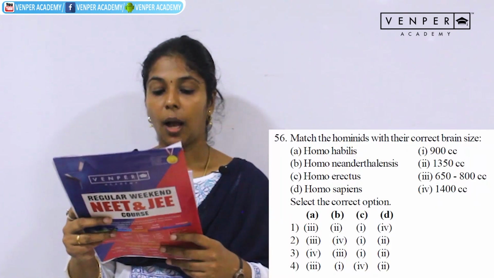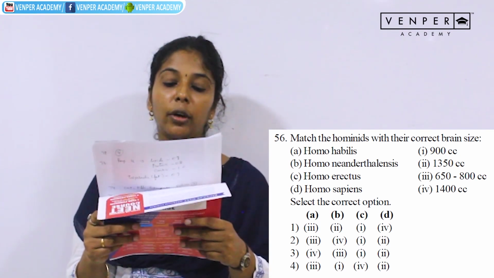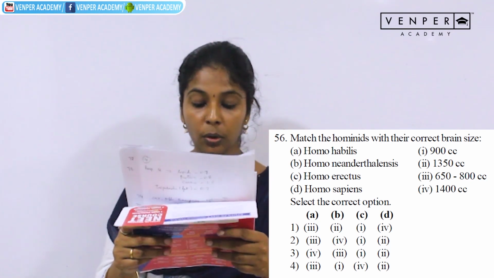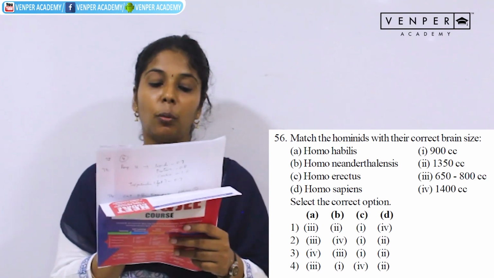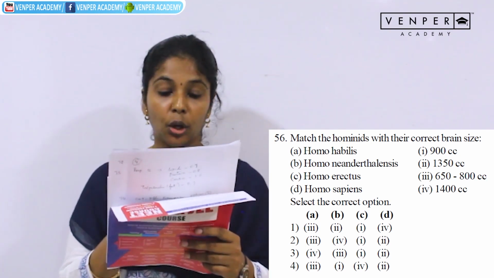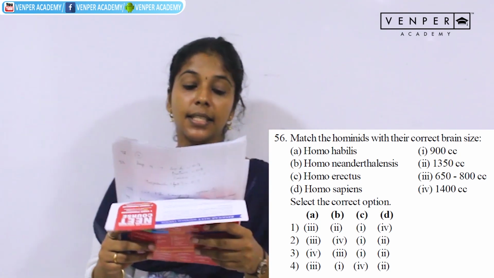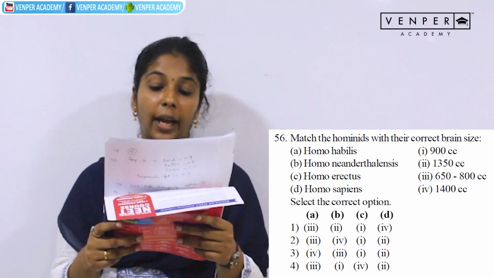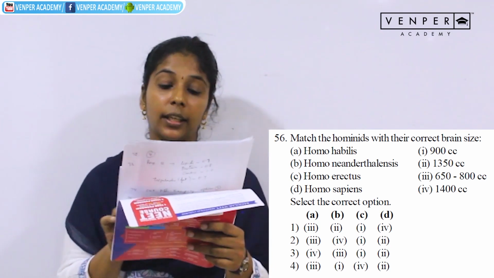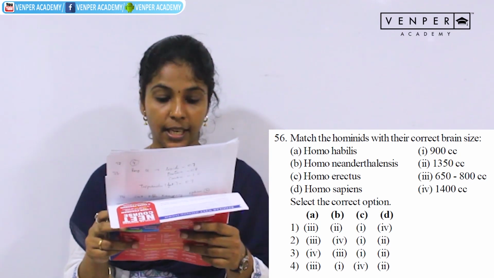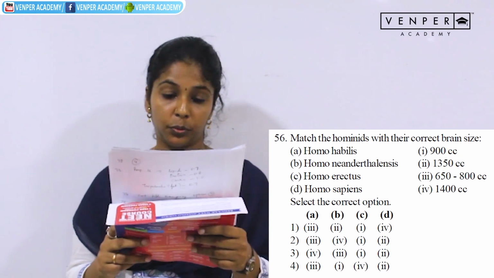Question number 56. Match the hominids with their correct brain size. The hominids given are Homo habilis, Homo neanderthalensis, Homo erectus and Homo sapiens. When we read evolution, the brain capacity of Homo neanderthalensis is highest, followed by Homo sapiens. So the correct answer is, for Homo habilis, 650 to 800 cc. For Homo neanderthalensis, it is 1400 cc. For Homo erectus, it is 900 cc. For Homo sapiens, it is 1350 cc. So the correct option is option 2.